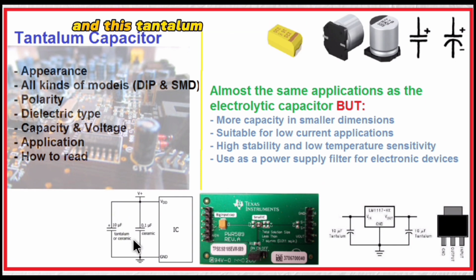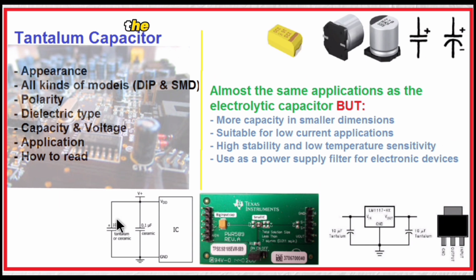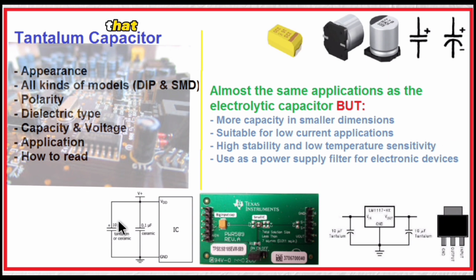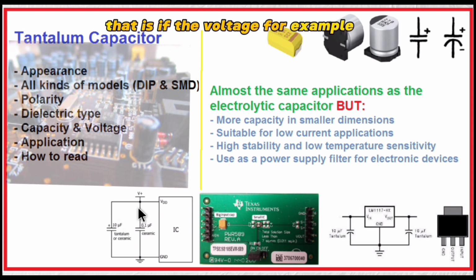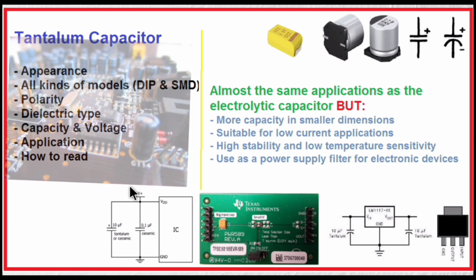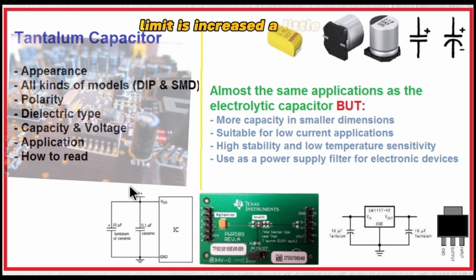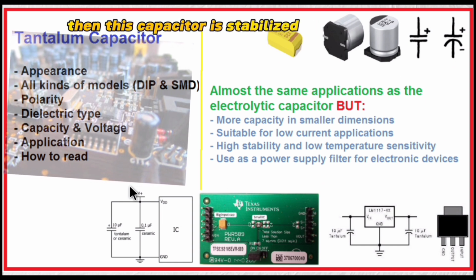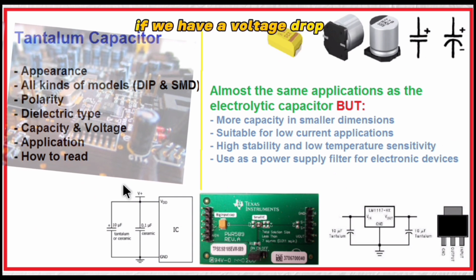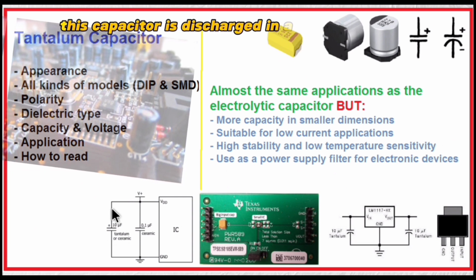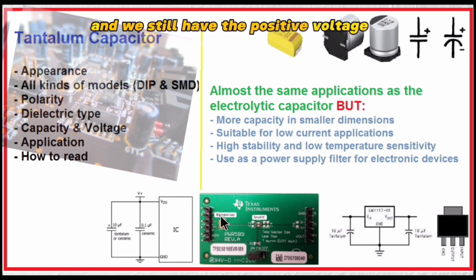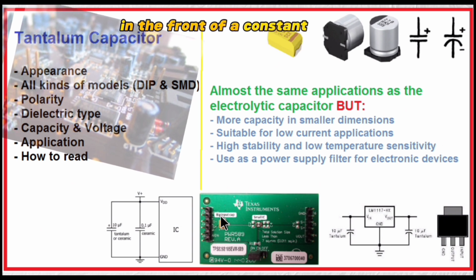And this tantalum capacitor also stabilizes the low frequency ripple issue. That is, if the voltage, for example, is positive and the limit is increased a little, then this capacitor stabilizes and charges. If we have a voltage drop, this capacitor is discharged in a small moment, and we still have the positive voltage in the front of a constant line.